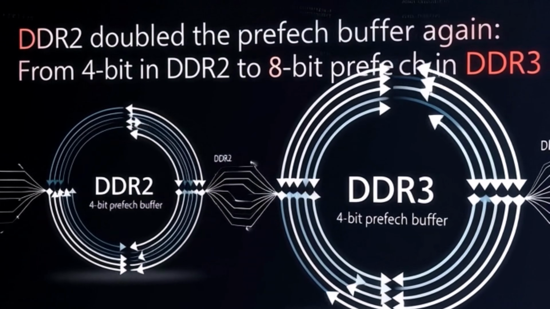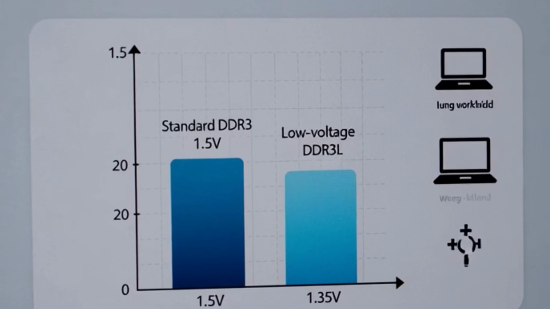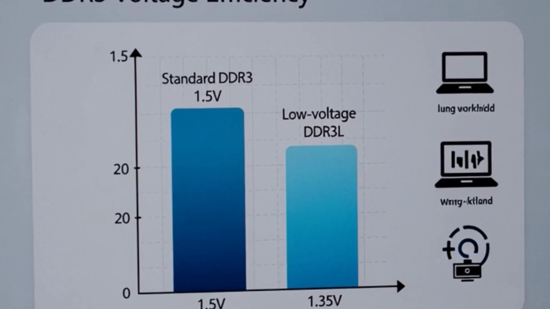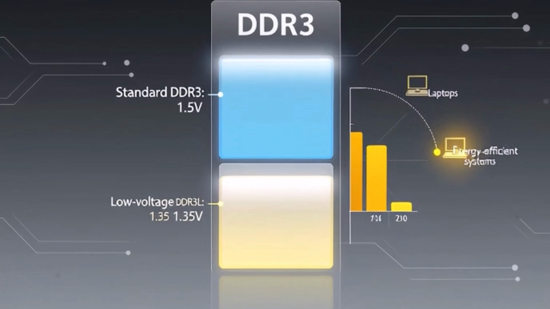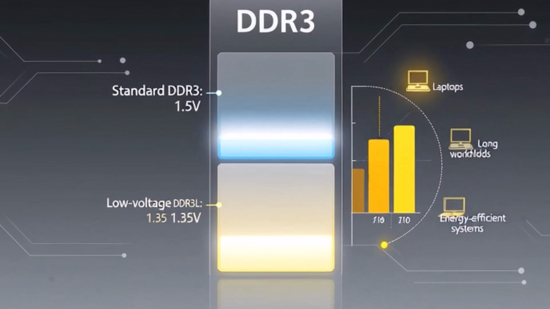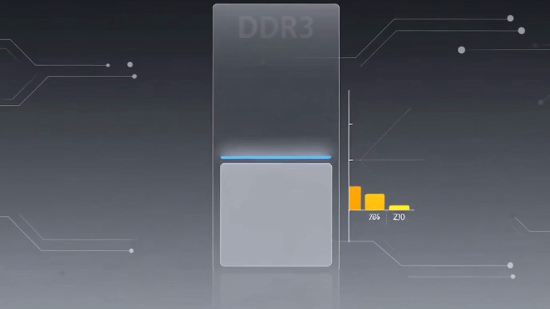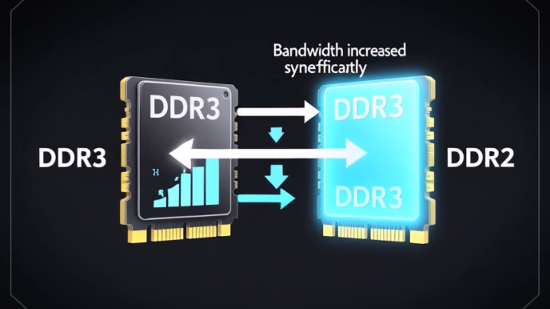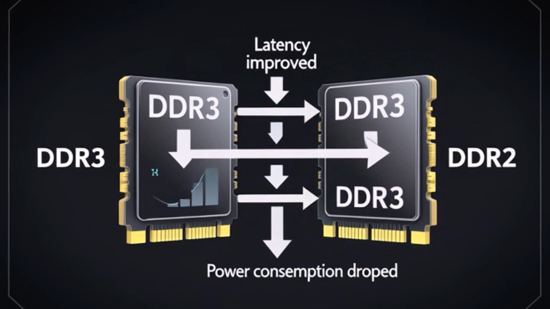DDR3 also improved voltage efficiency. Standard DDR3 ran at 1.5 volts. Low-voltage DDR3L ran at 1.35 volts. This made DDR3 especially good for laptops, long workloads, and energy-efficient systems. Compared to DDR2, bandwidth increased significantly. Latency improved. Power consumption dropped.